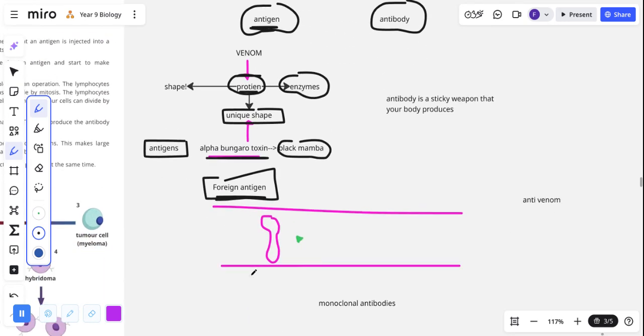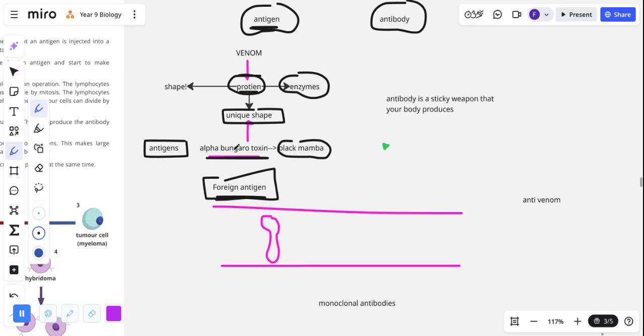So I'm going to draw it. This triangle here, I did a green triangle. Okay, this green triangle, so here's my blood vessel, here's a red blood cell, and this green triangle is alpha bungarotoxin. The little protein, I've drawn it like a triangle because it's a specific shape.